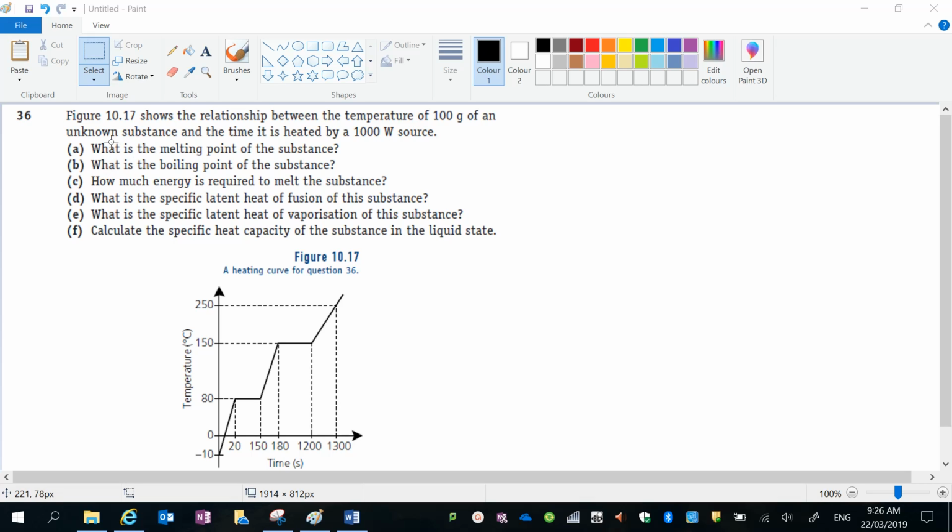Question 36 from the heat topic. Figure 10.17 here shows the relationship between the temperature of 100 grams of an unknown substance and the time it is heated by a 1000 watt source. What is the melting point of the substance? So that can be read directly from the graph.